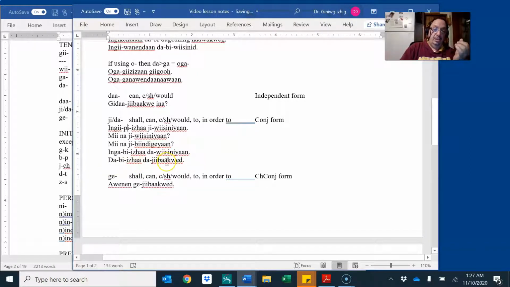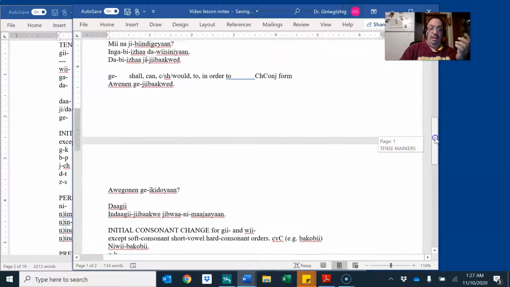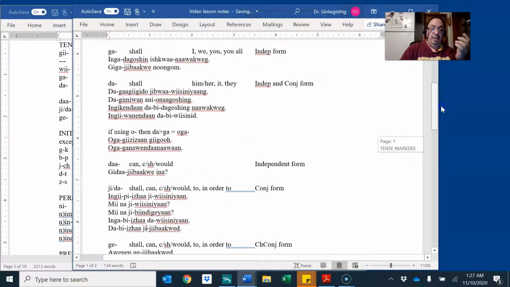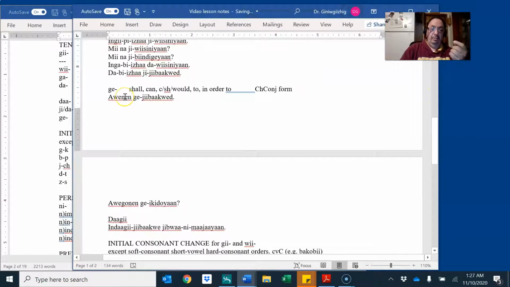Da bisha da jiba kweyan. He came here to cook, so he can cook. Da and j, they interchange. You could switch it to j. He came here in order to cook. Da bisha jiba kwe. Gay is pretty strong. Gay takes tense markers. It takes ga, da, and j. It takes all of them. It's like a black hole. It takes all of them and squeezes them all into gay. Can, could, should, would, in order to, all of them. But it's only used in the conjunct form.